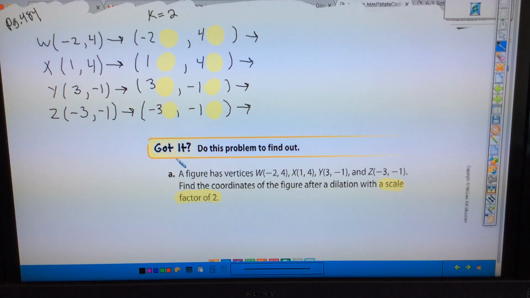So is this going to be a reduction or an enlargement? Well, 2 is greater than 1, so this is going to be an enlargement. If we were to graph this quadrilateral out, the image would be larger than the pre-image. It's going to be an enlargement. Okay, so our scale factor is 2.